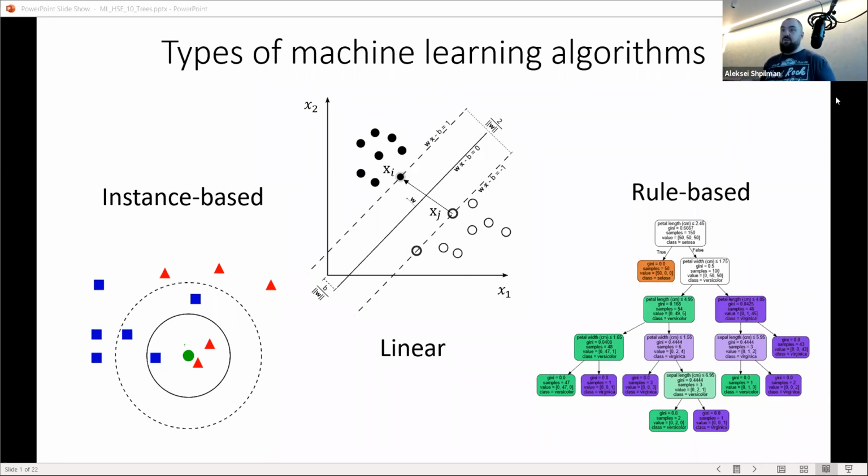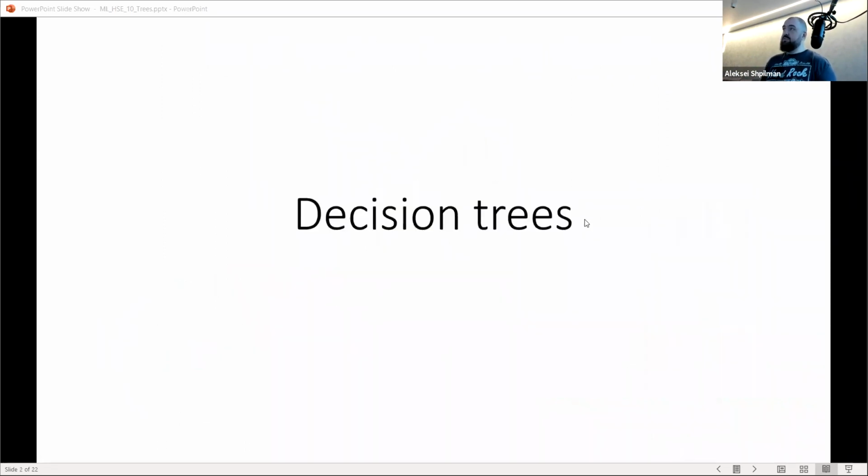And the last one we're going to talk about, well, almost the last one. There is also a probabilistic one, which we're going to talk about next time or the time after next. But what we're going to talk about is a big, huge chunk of machine learning methods, which are rule-based. And when I say rule-based, I mostly mean trees, right? So let's talk about decision trees today.